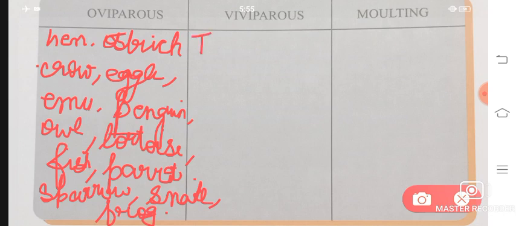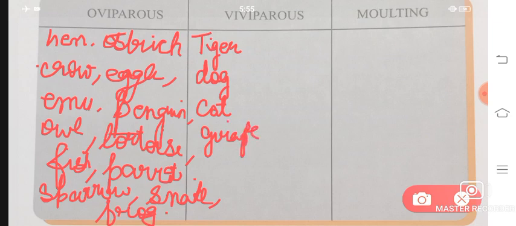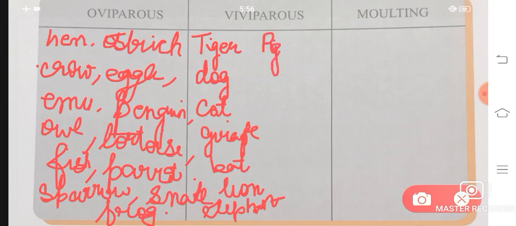Next is your viviparous animals. In this you will have tiger. Number 2, dog. Number 3, cat. Number 4, giraffe. Number 5, bat. Number 6, lion. Number 7, elephant. Number 8, pig. Number 9, monkey. Number 10, bear.